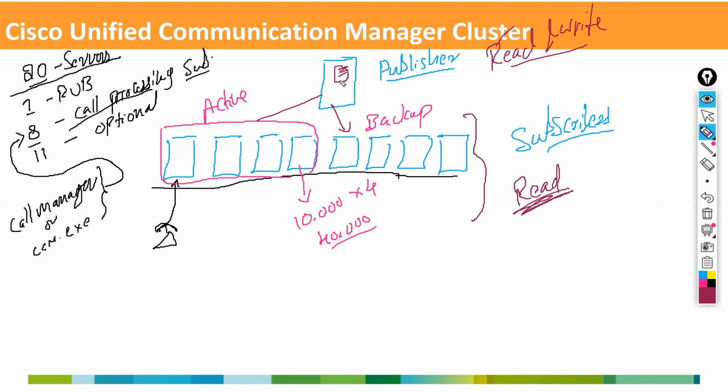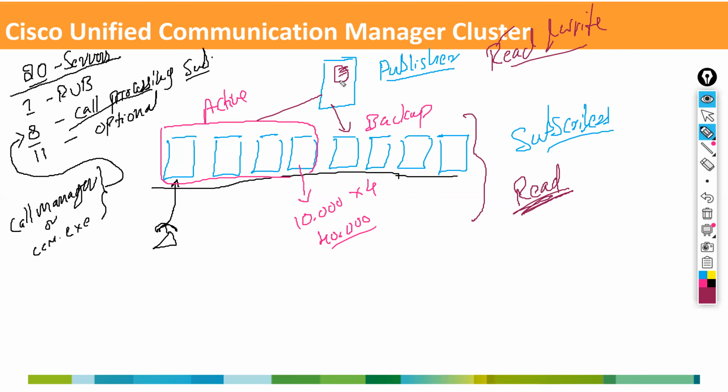No redundancy for the publisher. If the publisher goes down, nothing happens. Why? Because where are the phones registered? On the subscriber. So if the publisher goes down, it will not affect the calls, because calls are routed from the subscriber. But if the publisher goes down, configuration is not possible. That's it. So by that time, you are going to rebuild that server.